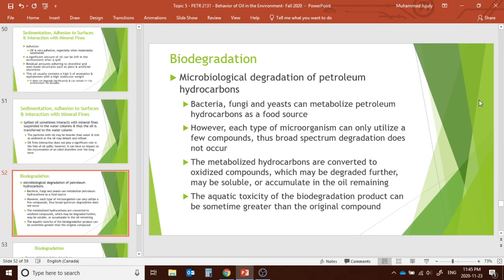Biodegradation. Sometimes microbes can actually degrade the petroleum hydrocarbons, which is a favor they do for us. The bacteria and fungi can metabolize the petroleum hydrocarbons as their food source, and they create energy by eating up the hydrocarbons.